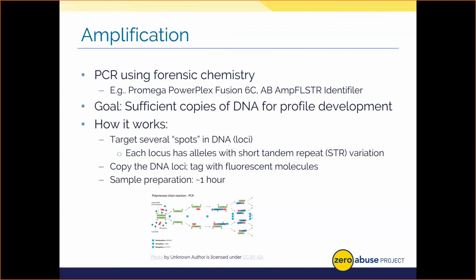And we tag them with light generating dye so we can tell all the different DNA pieces that we've made apart. For example, the PowerPlex Fusion 6C kit from Promega, that's the one that my lab used, will target 27 loci. It has huge variation in what the repetitive DNA sequences are present from person to person. Each locus then has great variation in the DNA sequence such that we, with enough different loci, create a highly distinguishing and very unique DNA profile that could be matched back to an individual.